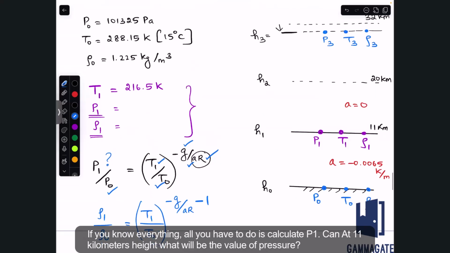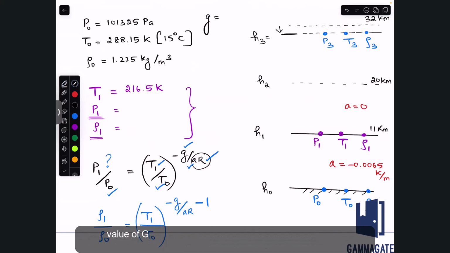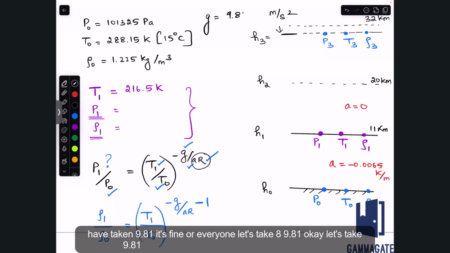What will be the value of pressure? An even more accurate value of G would be 9.80665 meter per second square. But if you've taken 9.81, it's fine. For everyone, let's take 9.81 only. Okay, let's take 9.81.